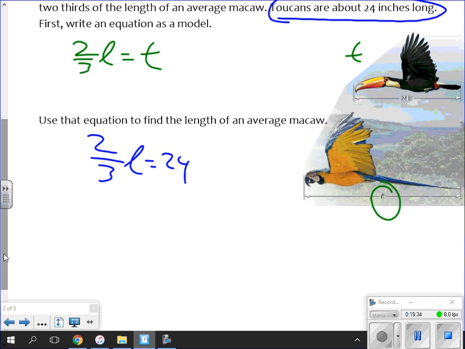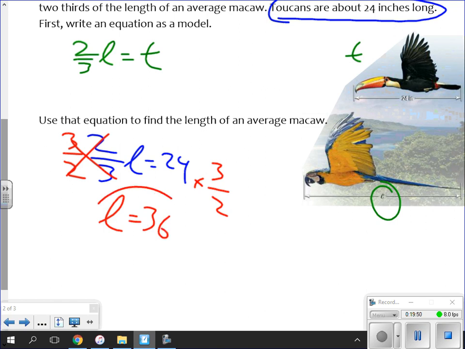So 3/2 times 2/3, these two cancel. And the average length of a macaw is 36 inches. That's how you do that. Questions? Once again, you must show your work. You must show every step of your work. No skipping work.